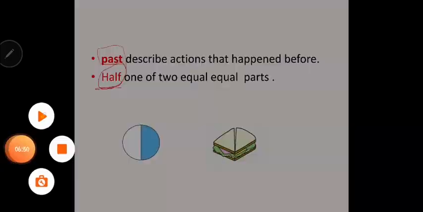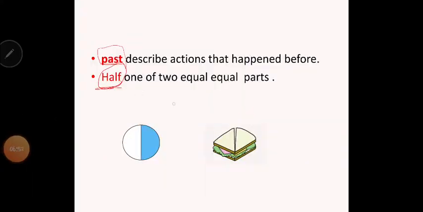What do I call it? Half. So the word half means to have equal parts. As you see, this sandwich is the same size as the second part. This circle, I cut it into two halves. This one is exactly the same size as this one. Okay, so this is the word half.